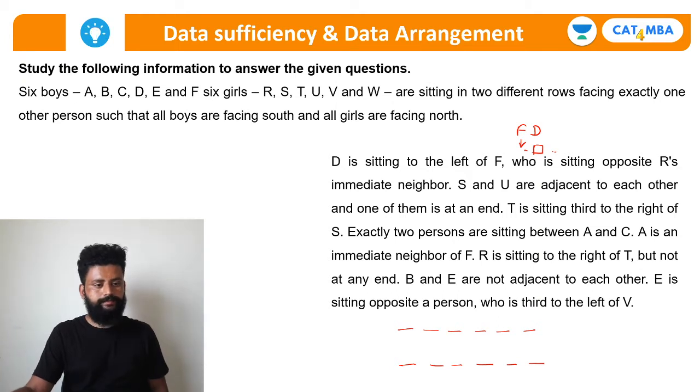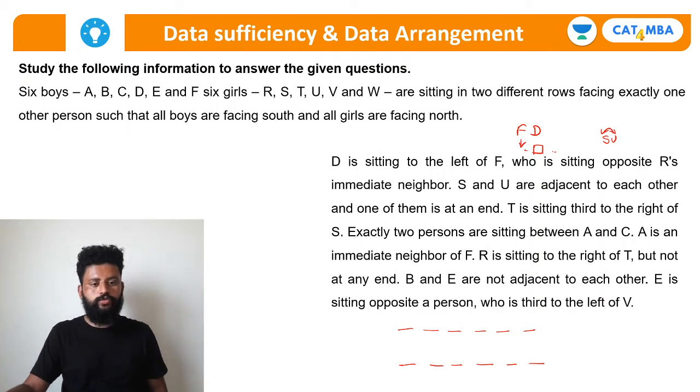Then, which is the most important clue in your opinion? So R's immediate neighbor will be this. Then S and U are adjacent to each other. Then we interchange again. S and U are adjacent to each other, and one of them is at the end.